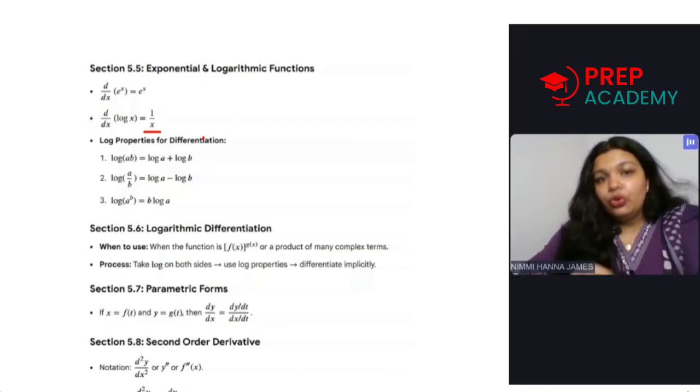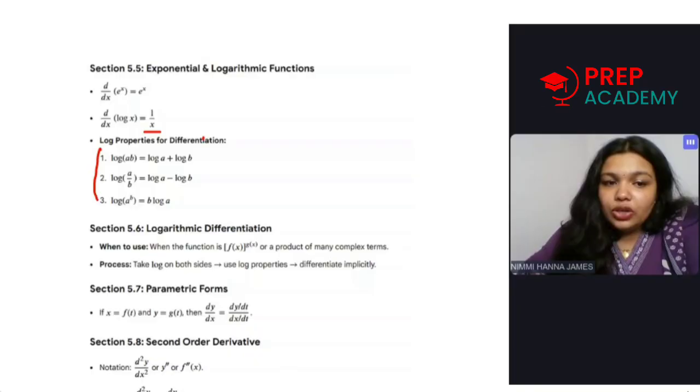This you have to know. Only if you know this, you would be able to do the logarithmic differentiation. Okay, when do we use this logarithmic differentiation? Because if we have, for example, x raised to x, how can we differentiate this function?